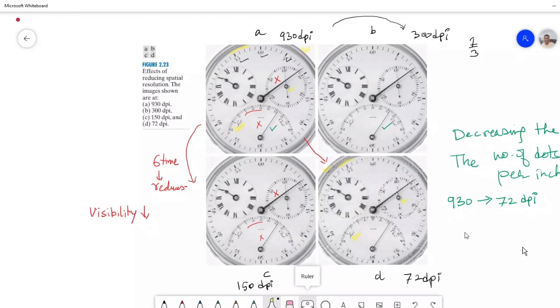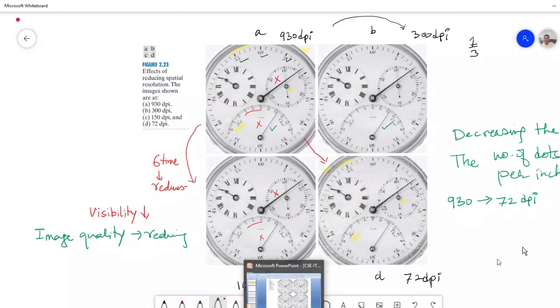On decreasing the number of dots per inch, or we can say on reducing the spatial resolution, the visibility is also reducing, or we can say the image quality is reducing. क्या हो रहा है यहाँ पर? रिड्यूस हो रही है. रिड्यूस. इज दैट क्लियर? कोई डाउट है तो पूछ लीजिए, मुझे आगे बढ़ना है. किसी बच्चे को कोई डाउट है क्या?